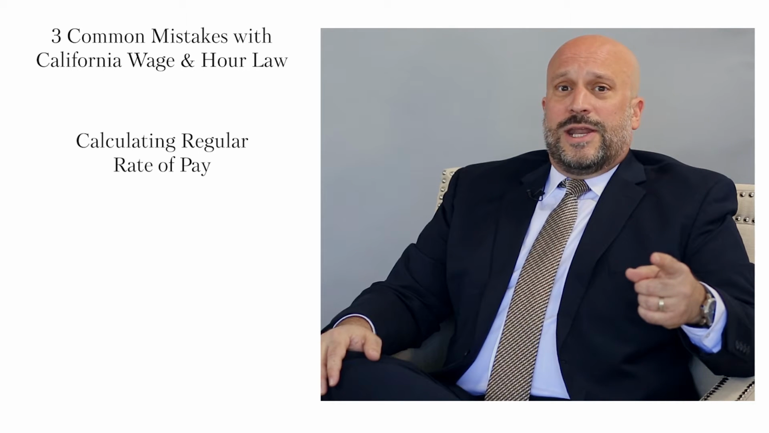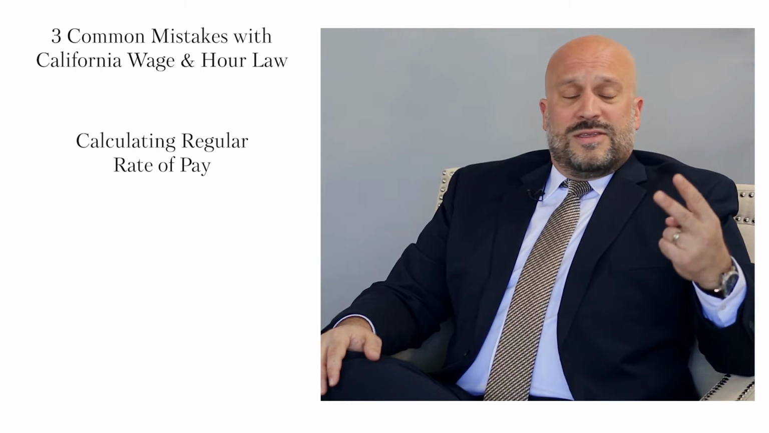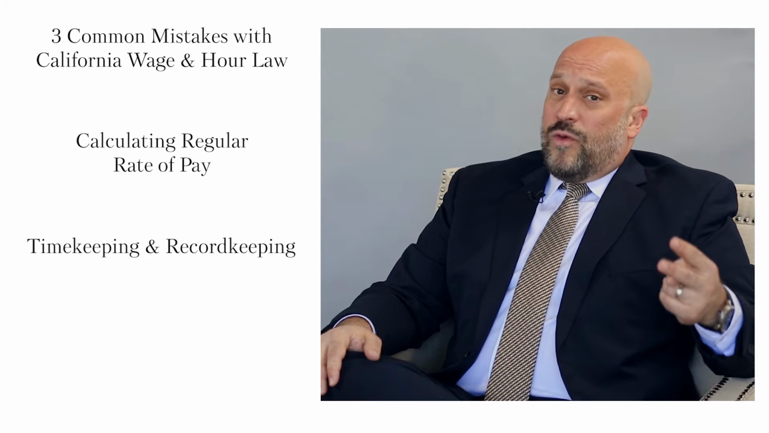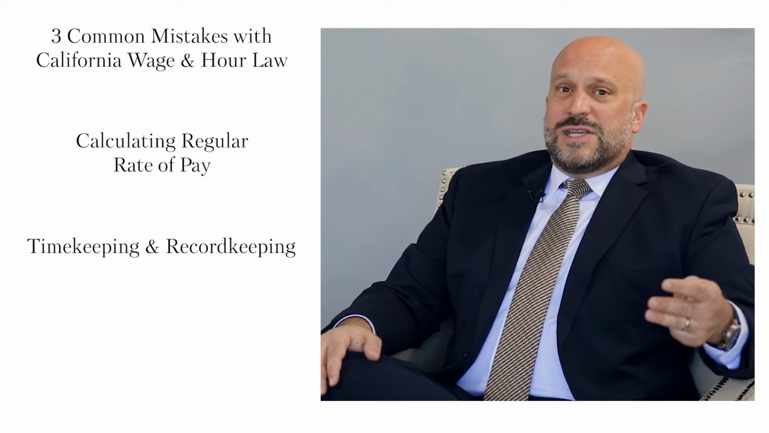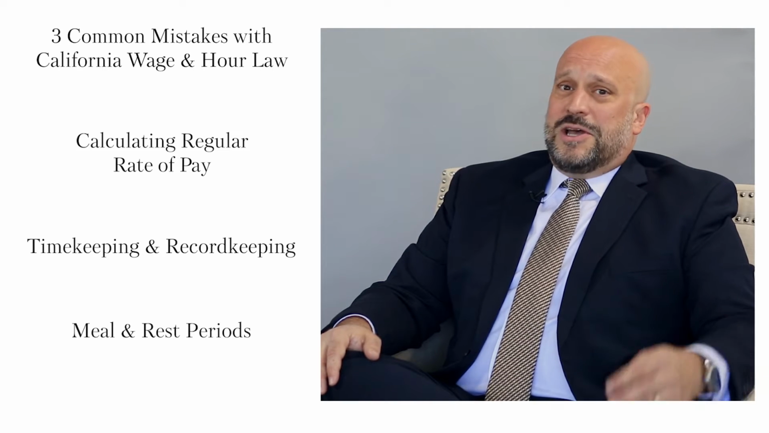Brian, one of the biggest areas that folks talk about and have questions about when it comes to California employment law is wage and hour law. What are the three most common mistakes employers are making in this area? Well, I could probably start with about 30 most common mistakes, but since we're just going to talk about three today, the first and foremost is calculating regular rate of pay. The second is timekeeping and record keeping on their attendance records. And then the third are those pesky meal and rest periods that we like to talk about all so often.